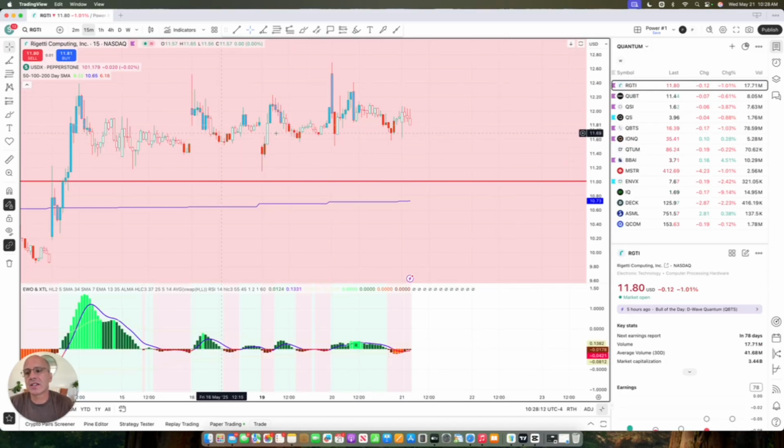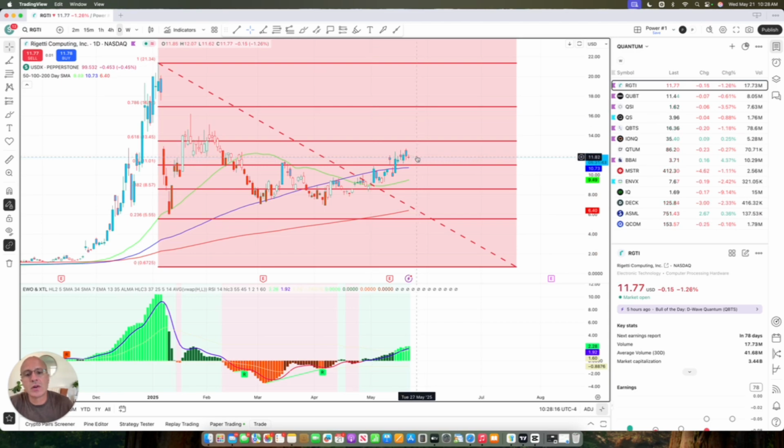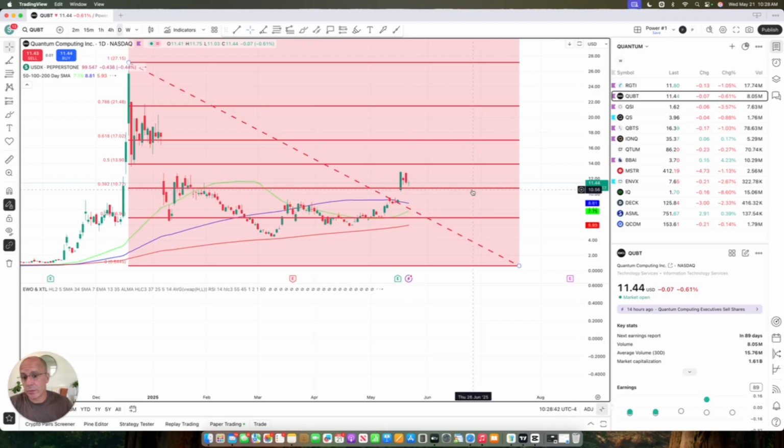So RGTI almost does the same thing, it's going sideways. You can see in the daily, we still have a nice consolidation right here, so probably it's going to run up. You have to pay attention to this stock. If you are in the stock, start bringing your stop loss up to down here and wait to see what the market is going to do. If your entry was down here and your stop loss is up, you're safe, you already have some money on your way.